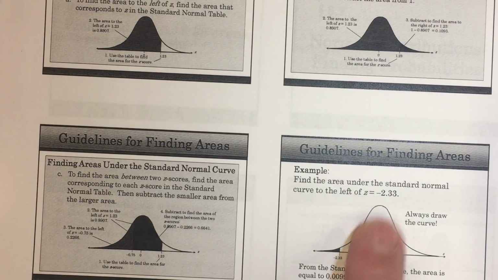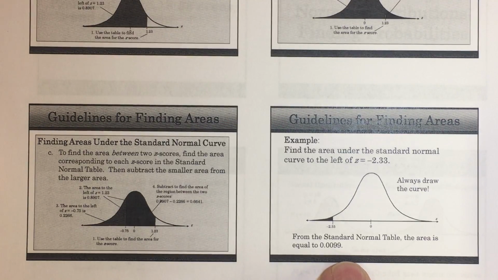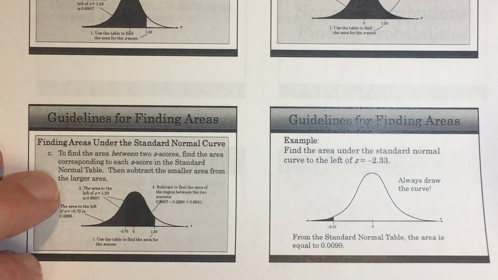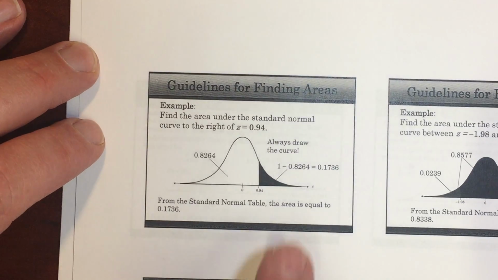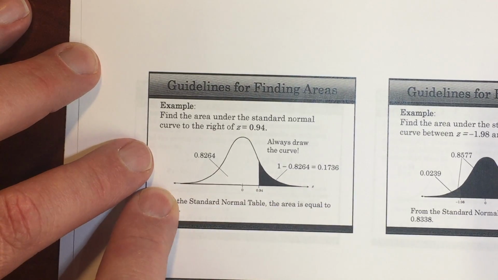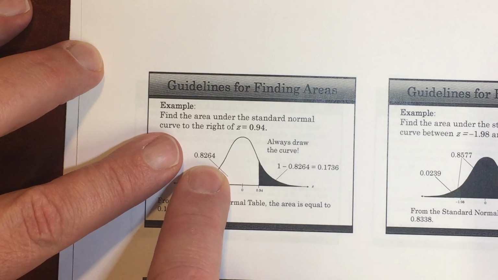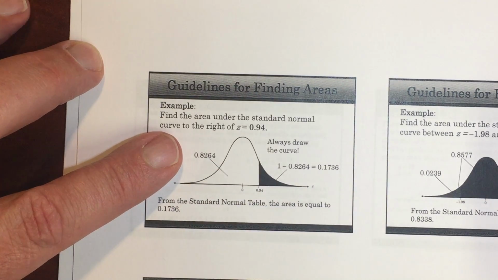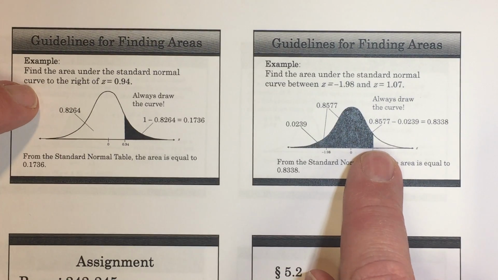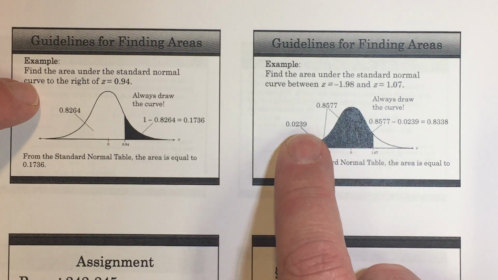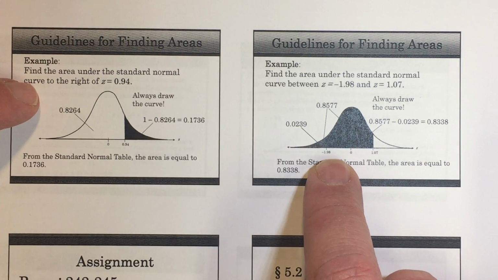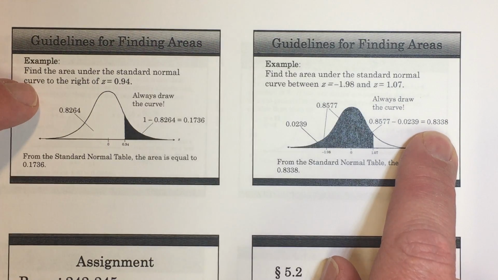Here they want to find the area to the left of negative 2.33. Well, you just look up negative 2.33 in your textbook. The area to the left is 0.0099. They go to 4 digits. There are some tables that go to 5, but you only have to go to 4. How do you find the area to the right? Again, you find how much is to the left. In this case, it's 0.8264, and then 1 minus that gives you the area to the right. To find the area between two z-scores, you find the higher probability, 0.8577, and subtract the lower area, which is 0.0239. That gives you 0.8339.